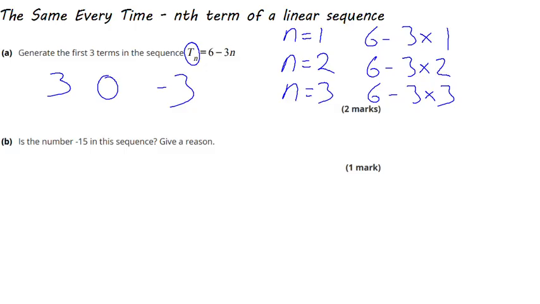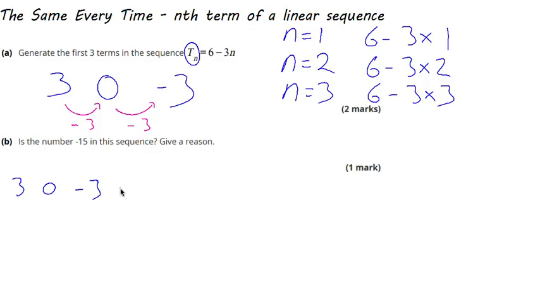Part B of this exam question, worth 1 mark, is the number negative 15 in this sequence. Give a reason. Perhaps the easiest way to do this is to continue the sequence and see if we actually get to the number negative 15. You can see from this sequence we're starting at 3 and we are subtracting 3 each time. So my sequence is going to go 3, 0, negative 3, and then subtracting 3 each time.